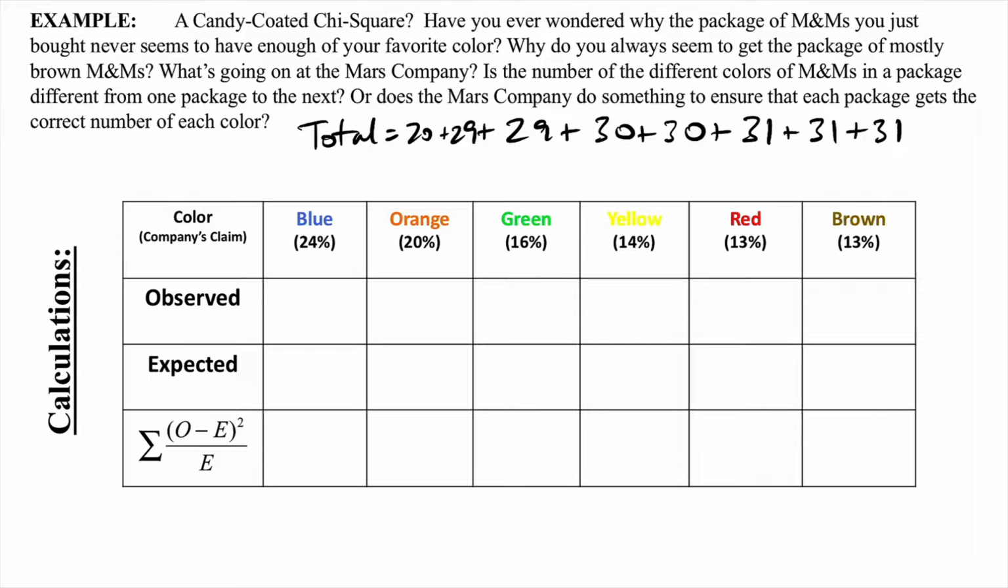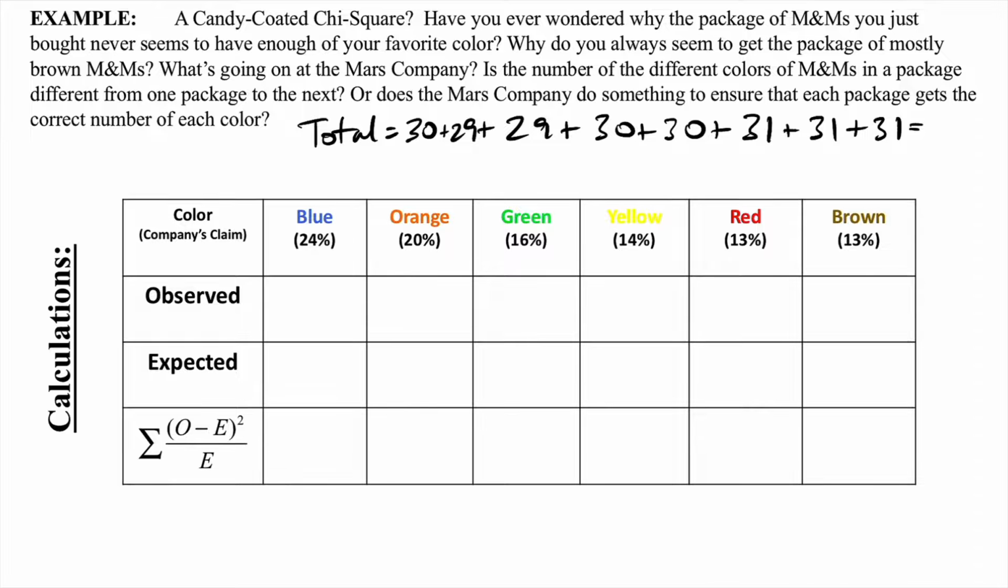Okay, so what's the grand total? So change the 20 to a 30? Okay. So just give me a grand total. How many total do we have? 241. So between the 8 of you guys, there's 241 total M&Ms.